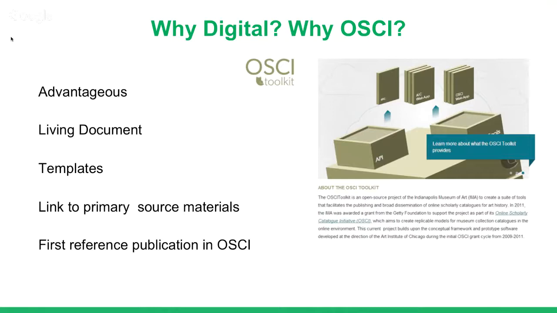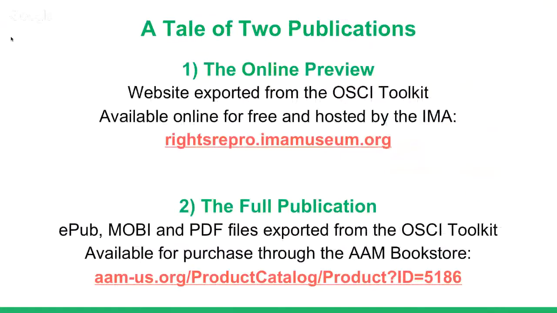Now, to be clear, the handbook publication, while it utilized the OSCI Toolkit as a digital platform, is not an OSCI publication, as you might see referenced with something from the Art Institute of Chicago. Rather, we used the toolkit to see what was possible and to develop the first reference publication on this platform. In using the toolkit for the handbook, we essentially created two publications: an online preview, which came out in November of 2014, as well as the full publication that was released last year in EPUB, MOBI, and PDF formats, all of which were exported from the OSCI Toolkit.